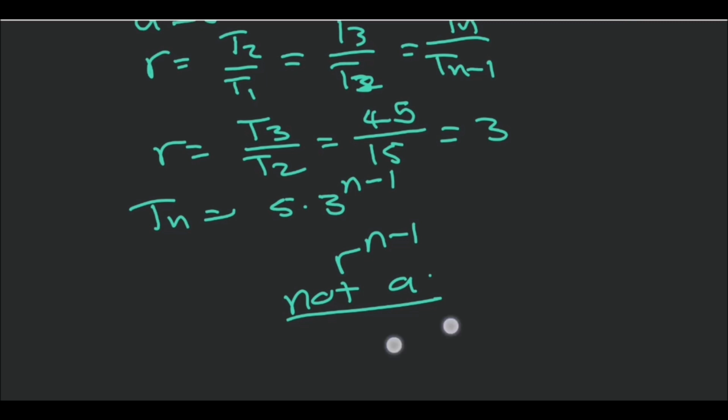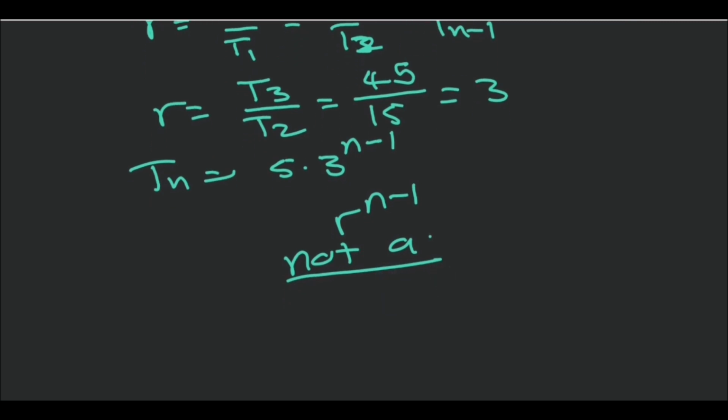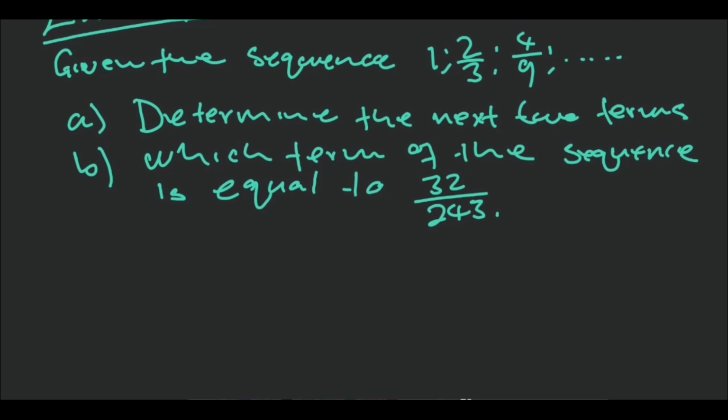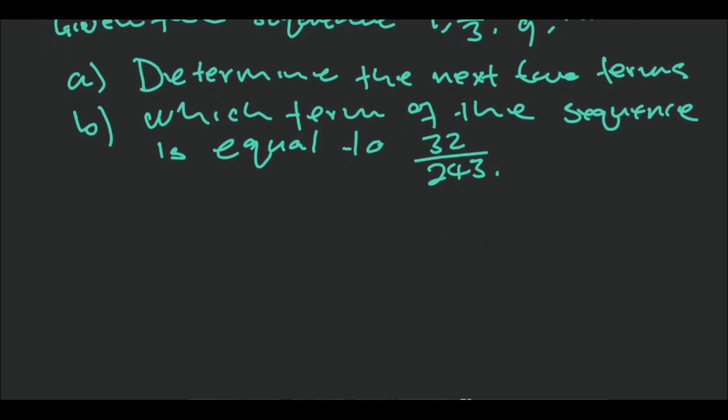So let's move on to our next example. In this example, we are given the sequence 1, 2 over 3, 4 over 9, and part A asks us to determine the next two terms. What I would advise you to always do when you are asked to determine the following terms is to find the constant or common ratio.